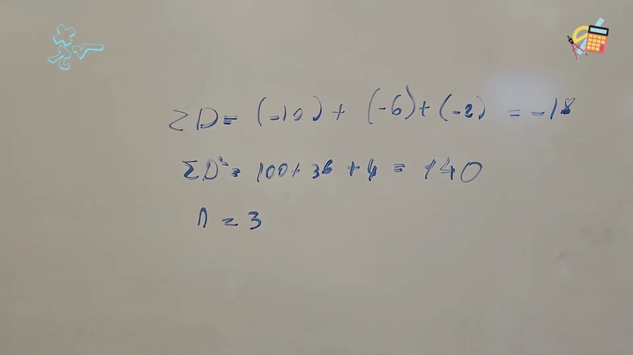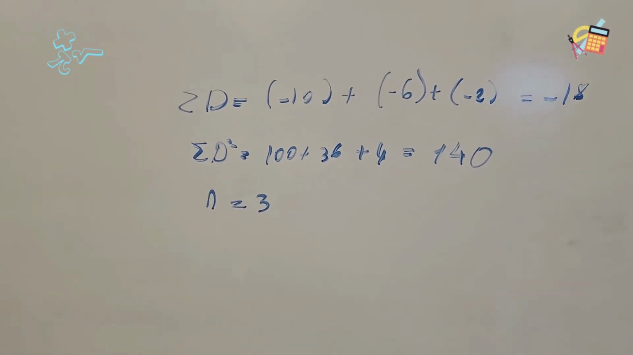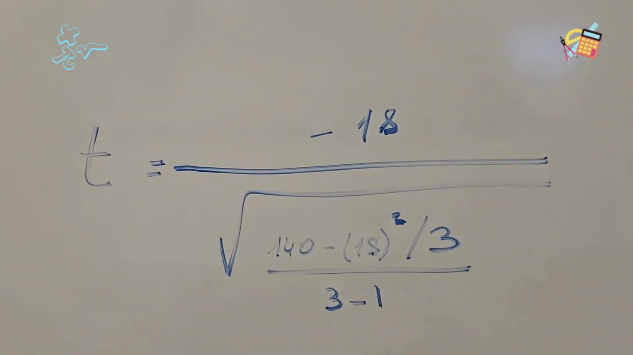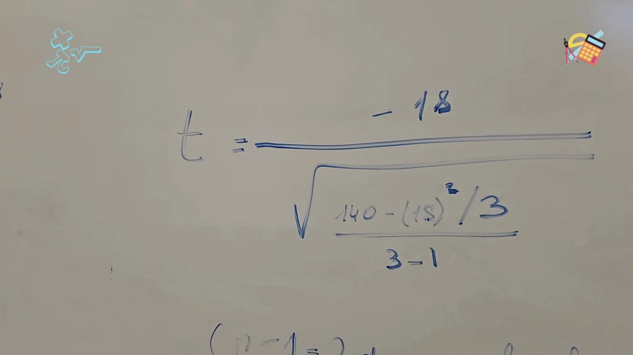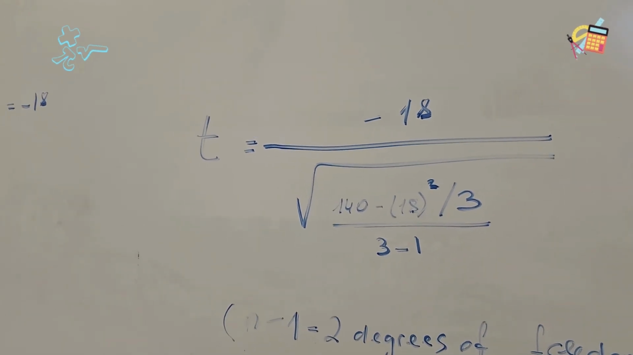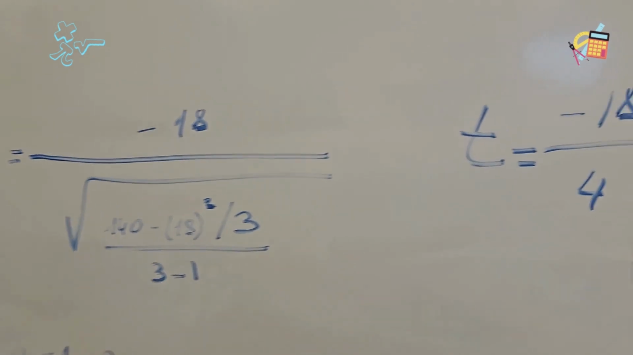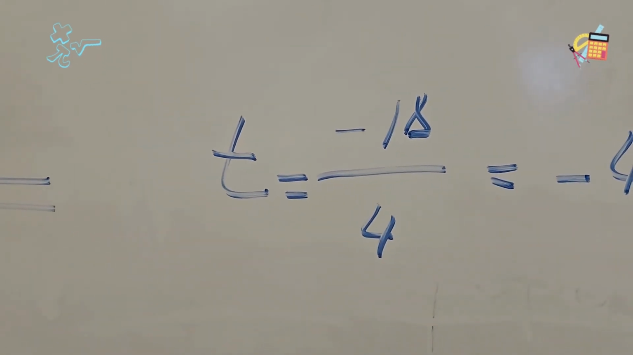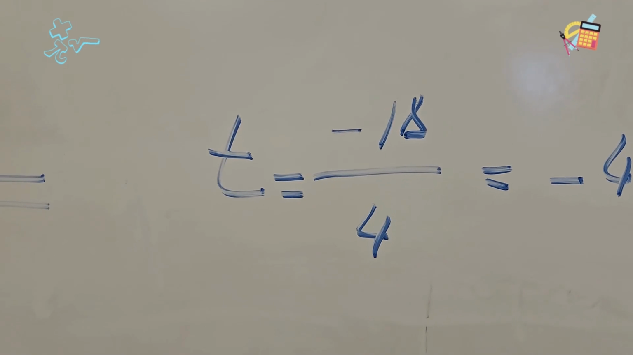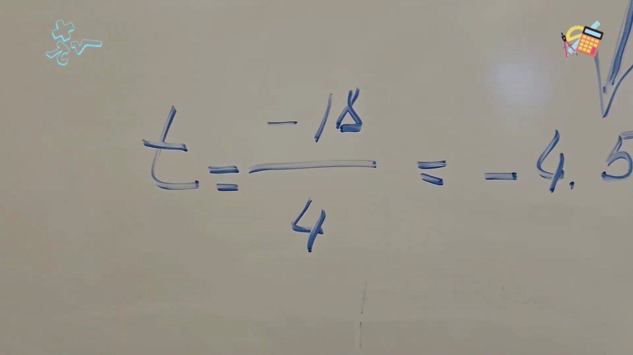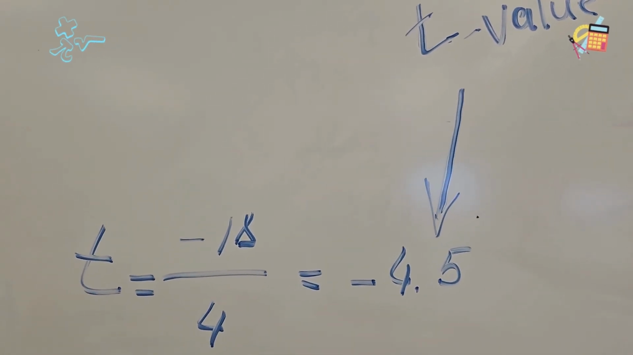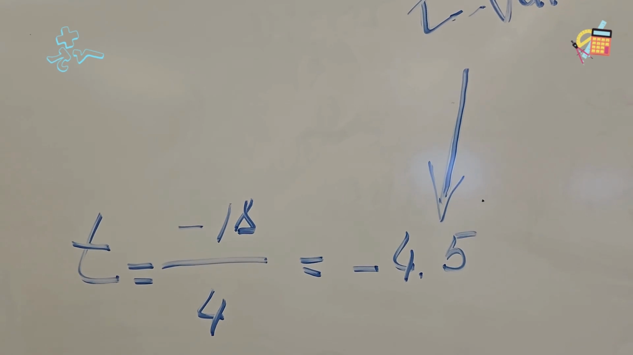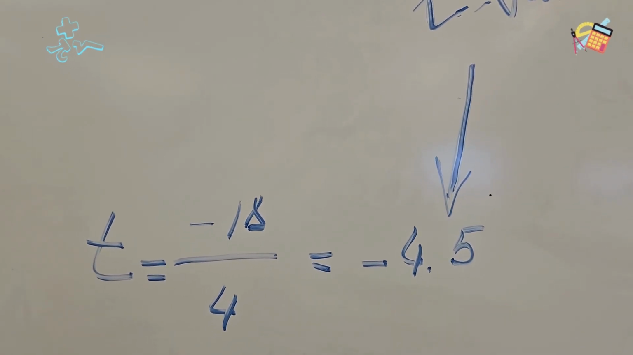When we plug these numbers into the formula, we will have the following look of our whole formula. The numbers are there, simplifying step by step, then dividing the top by the bottom, and then we have the result. T is equal to minus 18 divided by 4, and here we are, voila, the t value is equal to minus 4.5, which is a large value.